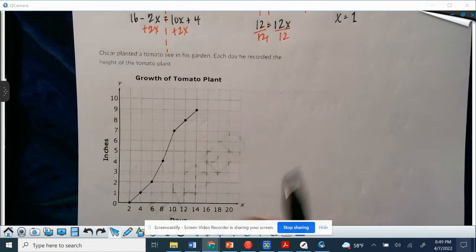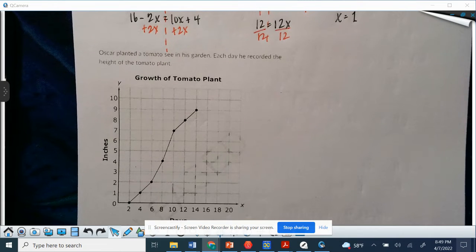All right, interpreting our graph. During which interval did the tomato plant grow the fastest? So grow the fastest is going to be the rate of change, and that means it's going to be the steepest. And that means the number is going to be the highest. So the rise is going to be the highest over the run. So the highest number that we have in these options. You can do it by counting, which is probably going to be the easiest.